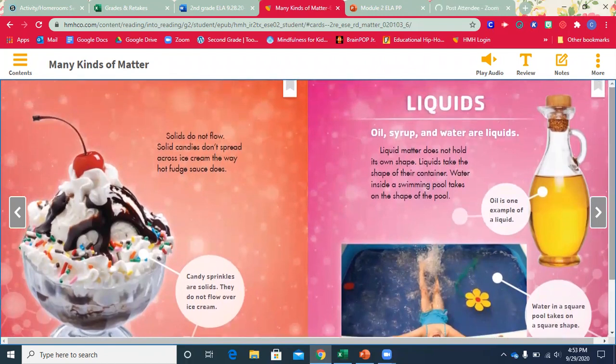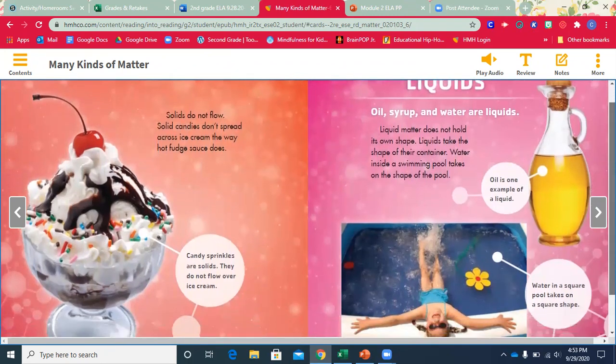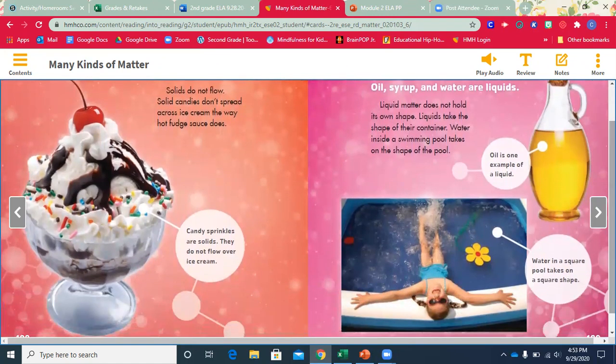Liquids. Oil, syrup, and water are liquids. Liquid matter does not hold its own shape. Liquids take the shape of their container. Water inside a swimming pool takes on the shape of the pool. Oil is one example of a liquid. Water in a square pool will take on a square shape.